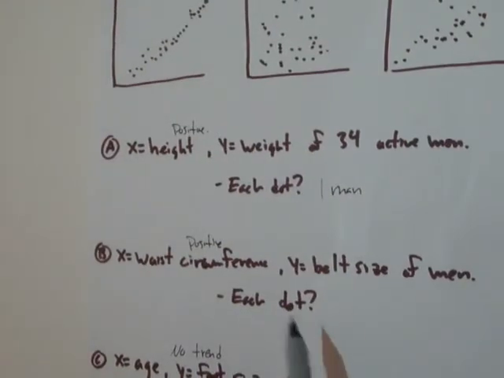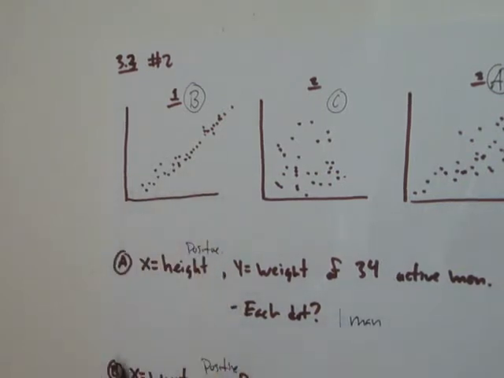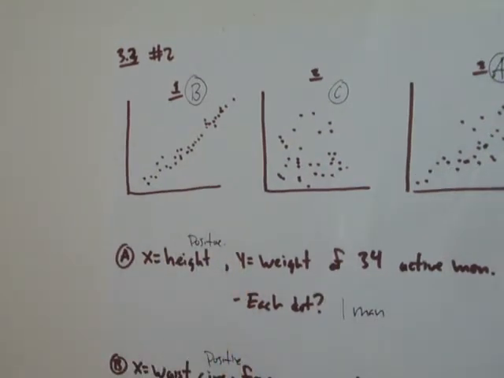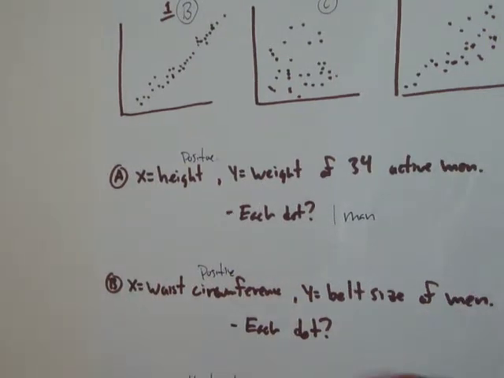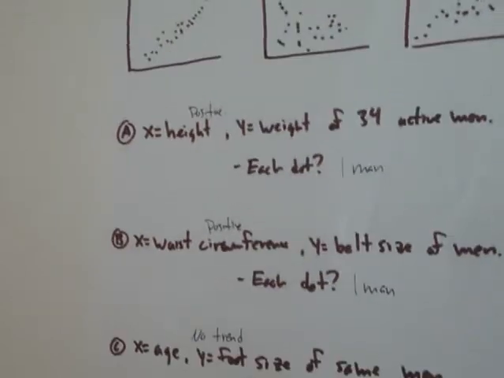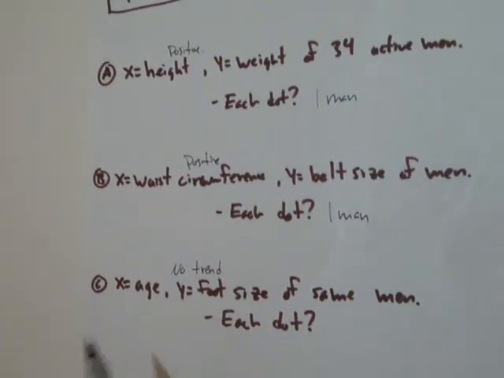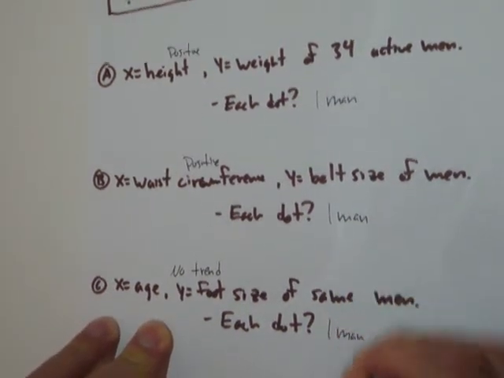Waist circumference and belt size for B, that was number 1. Same thing. Each dot represents one man. For each man, we measured 2 things. We measured his waist size and his belt size, but still each dot represents one man, one of the 34 active men. And then C, same exact thing. Each dot was one man that we measured their age and their foot size. So one man. All right.